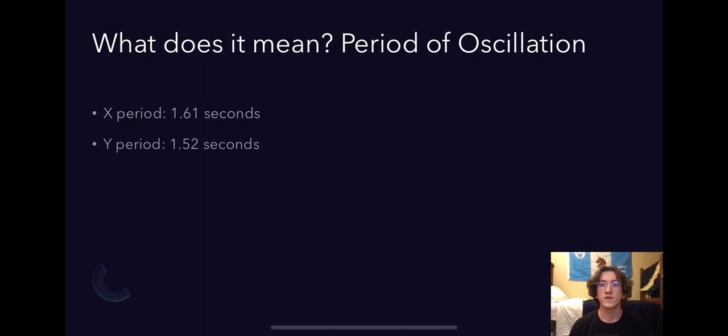Here are the periods of oscillation that were found when analyzing the position versus time data in Tracker. The period in the x direction was found to be 1.61 seconds, while the period in the y direction was found to be 1.52 seconds. I believe this slight difference is due to the fact that some forces, particularly the drag force, were neglected, and the elongated shape of the mass produced greater drag in the x direction than the y direction. This led to a longer period of oscillation in the x direction.